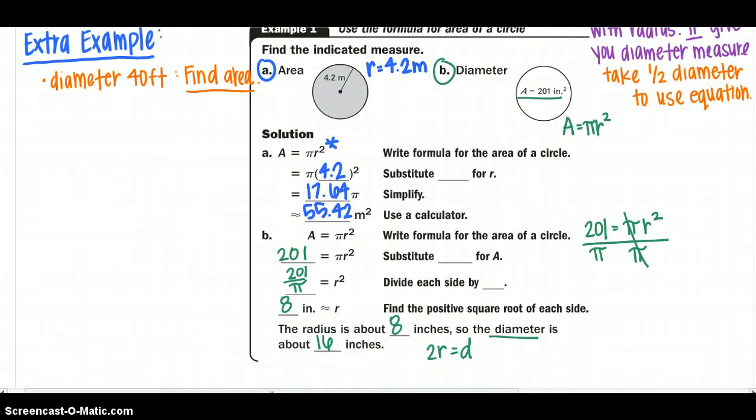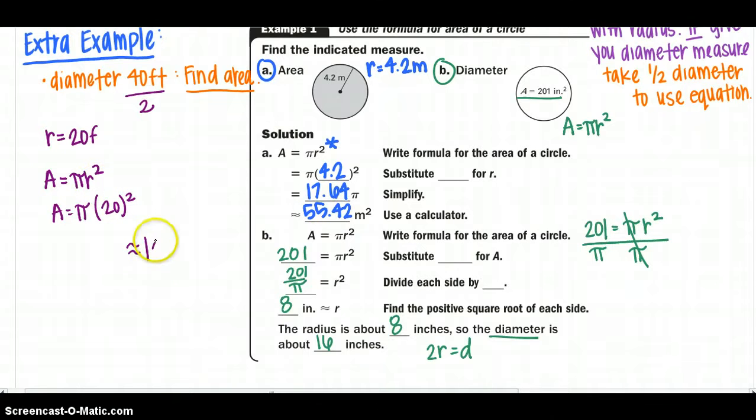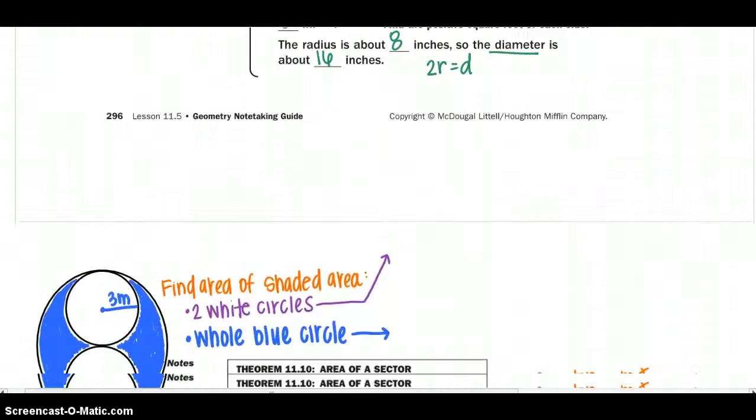Alright, what if, as an extra example, they give us the diameter and I'm asked to find the area? The only step you need to do, other than what you did in A, is divide your diameter by 2 to give you your radius of 20. Then write it in your area of a circle equation. So you'd have area equals pi times 20 squared, and your final answer would be approximately 1256.6 units squared.